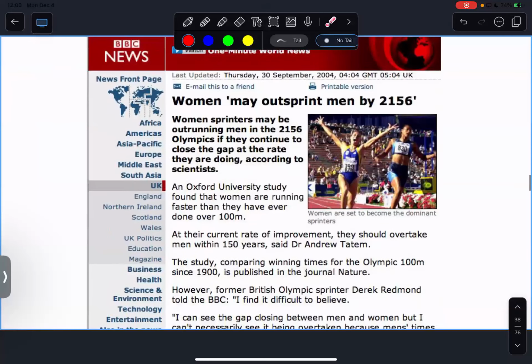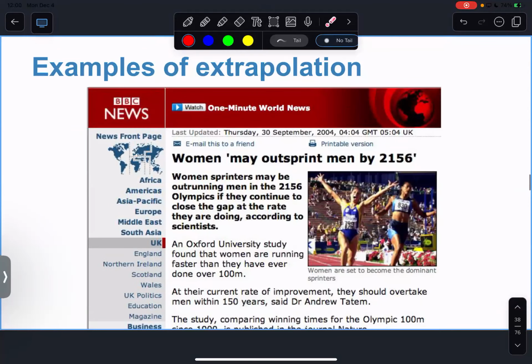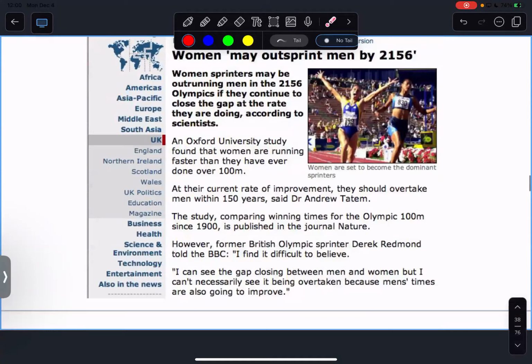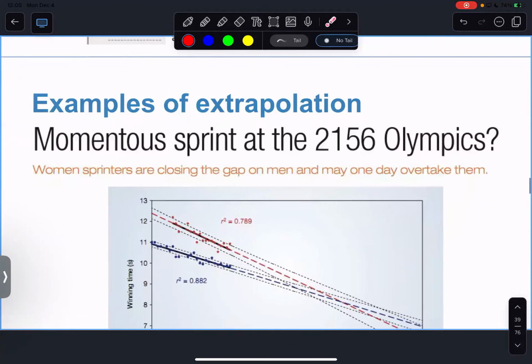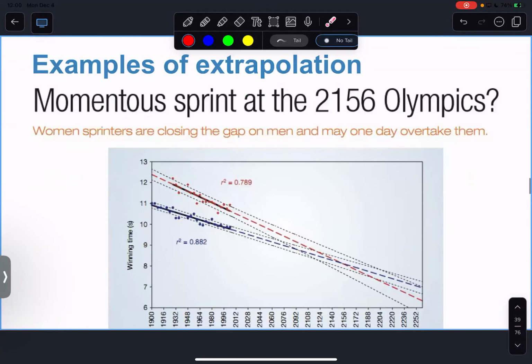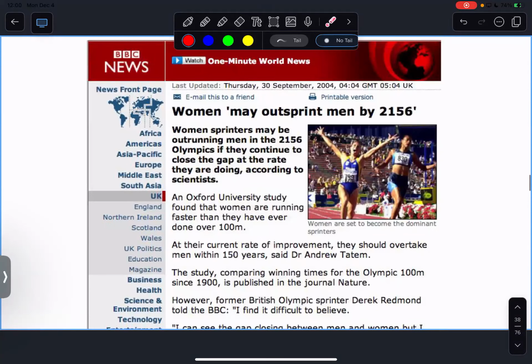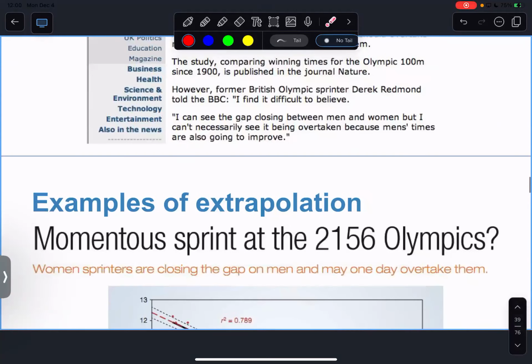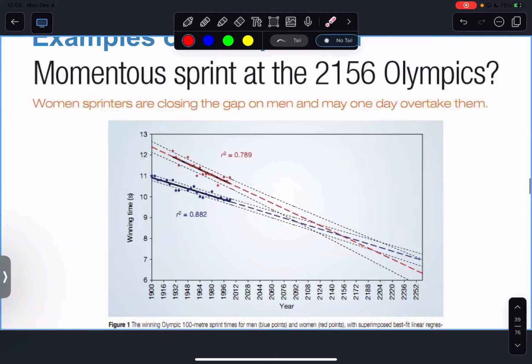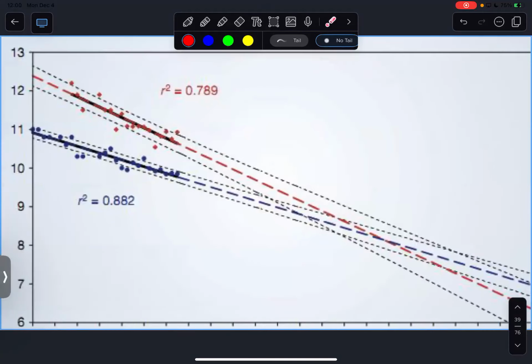This one is kind of crazy from BBC News. I can't believe this. So their headline is women may outsprint men by 2156. Wow. Crazy. You can read it all, but what was it based off of? It was based off of this.